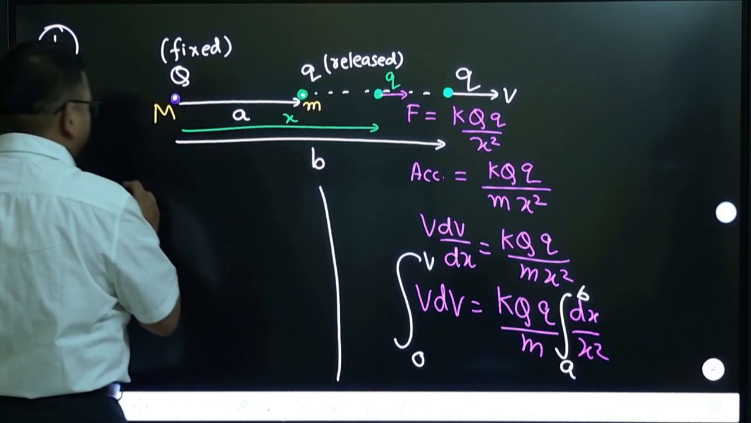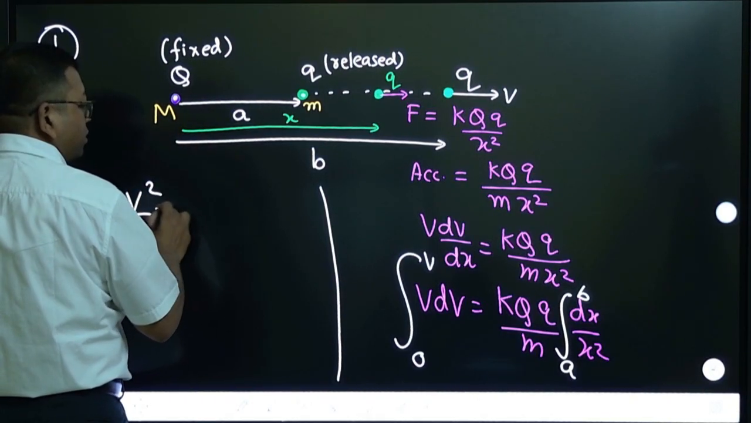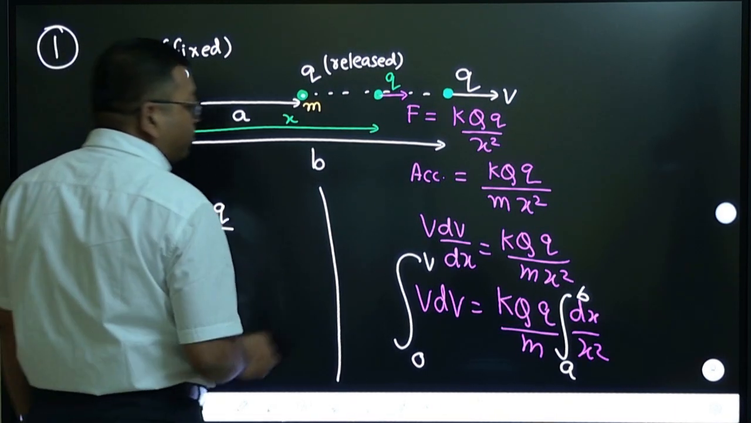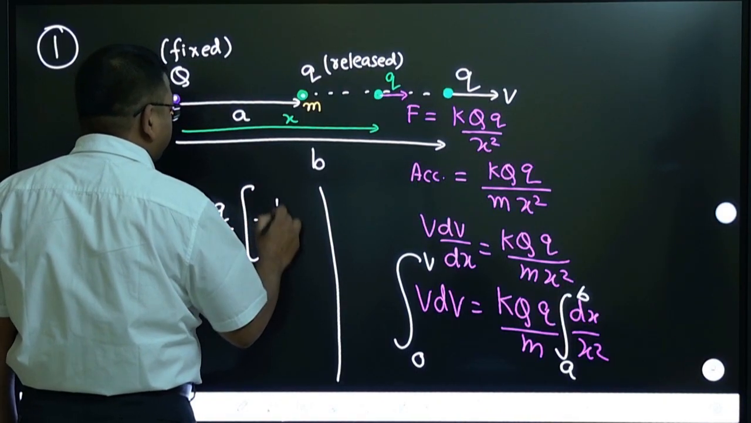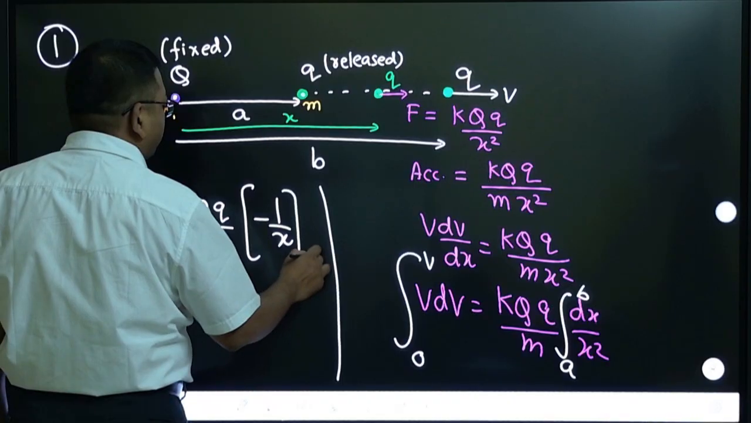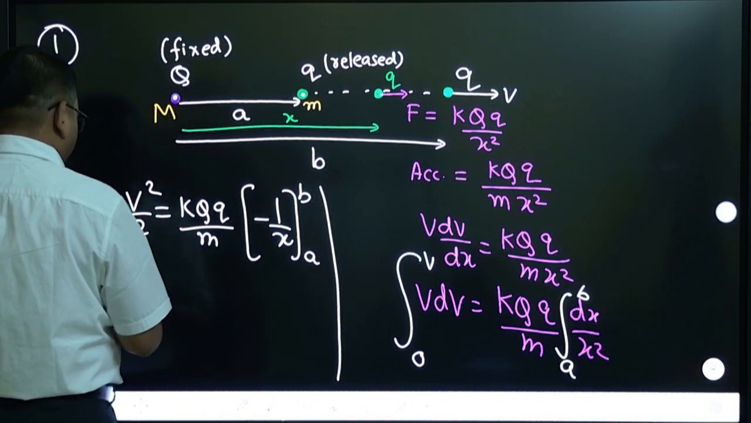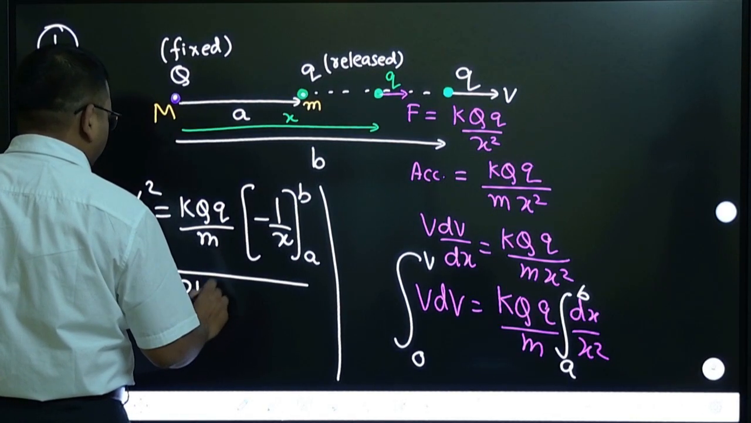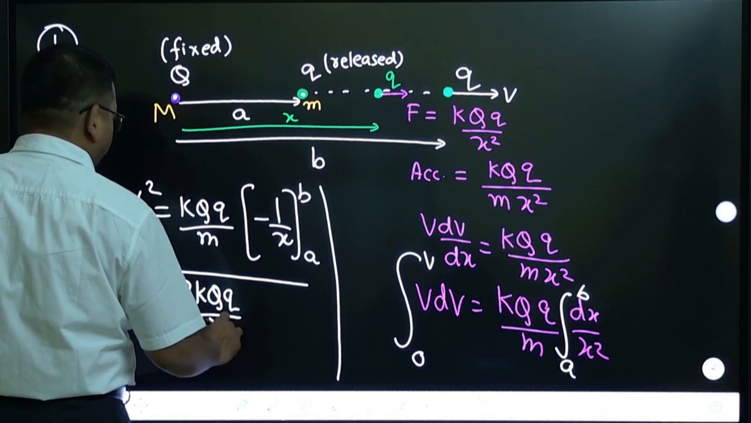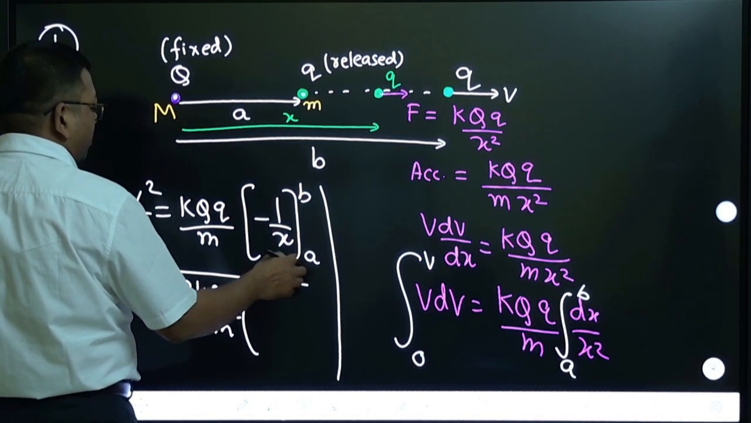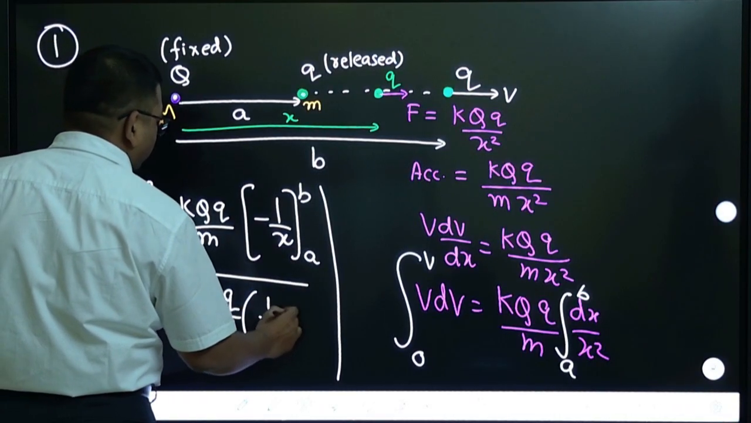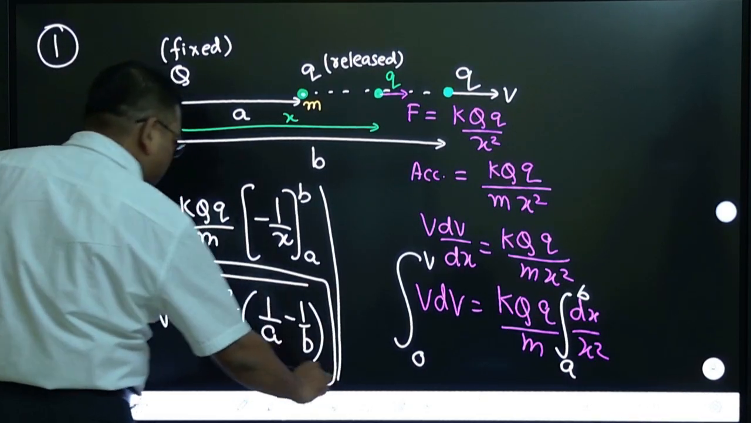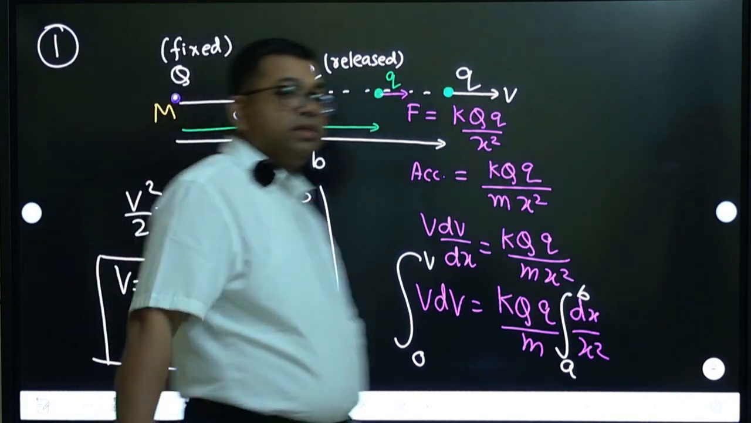So this is v square by 2 is equal to kqq divided by m, integration of 1 by x square is minus 1 by x, going from A to B. So v becomes, after substituting, root under 2kqq by m, minus 1 by b minus minus plus 1 by a, so 1 by a minus 1 by b. This is the result. This is the answer. Yes, are you clear about it?